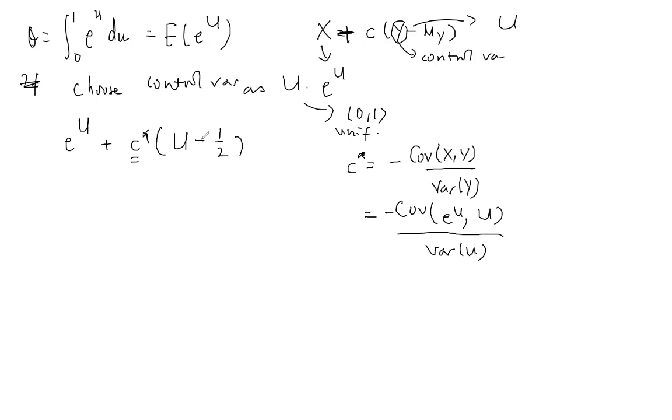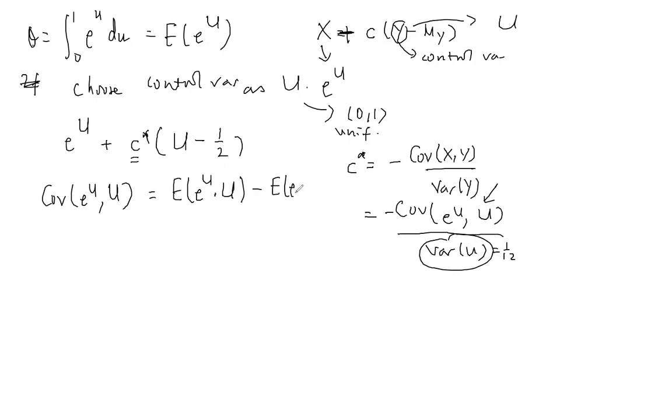So over here, what do we need to do? The variance of U is 1 over 12. We already know that from basic theory. So we just need to find out the covariance of this term here. The covariance of this is actually E of e^U times U minus this, right?